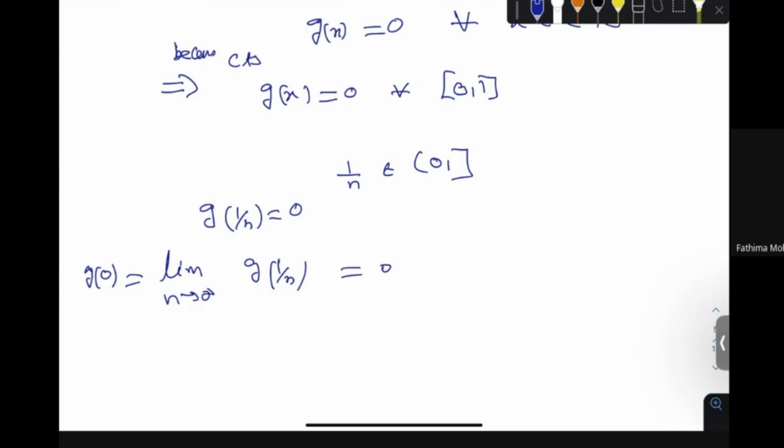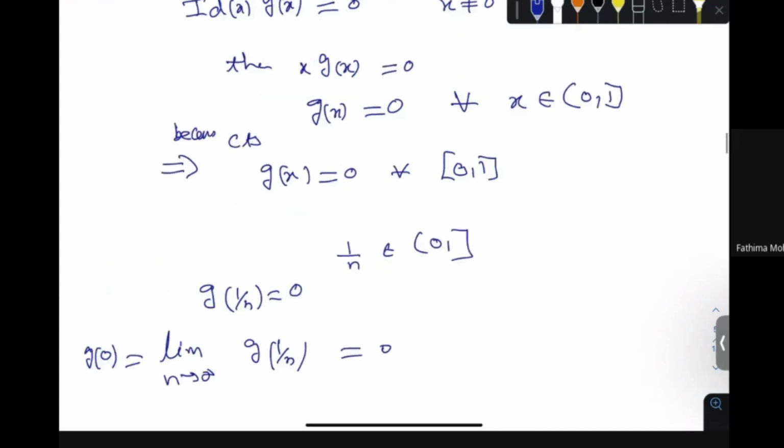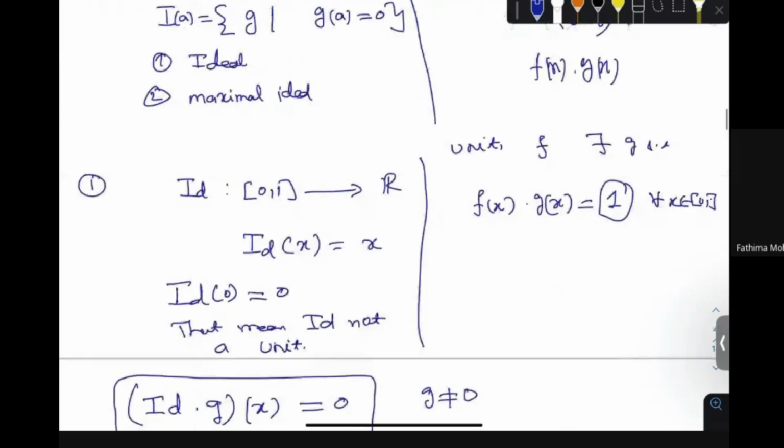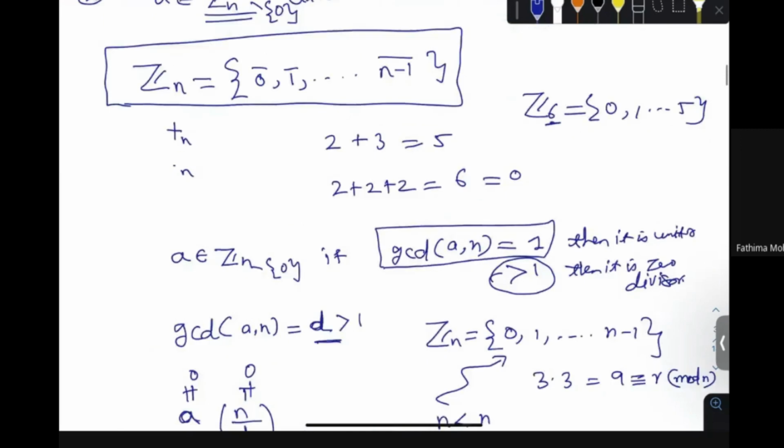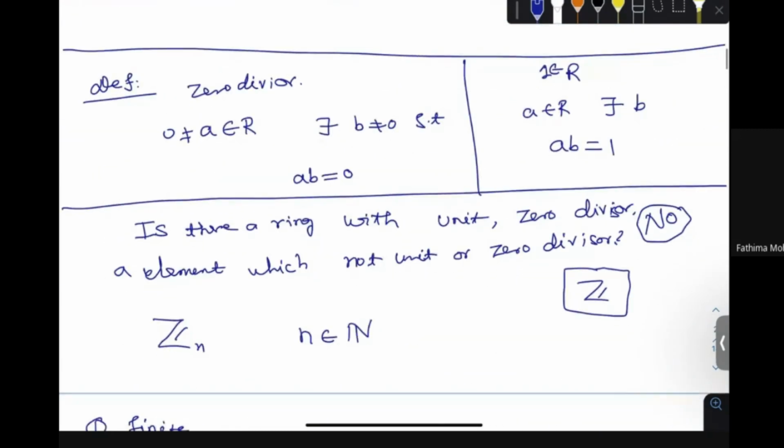So we have an example of a function which is not a unit and not a zero divisor. It's very hard to find such examples, and we have to check it. When I started this question, the aim was: is there a ring with a unit, and an element which is not a unit and not a zero divisor? Which I demonstrated. There is an element, just because of identity, a very nice element, which is not a unit, which is not a zero divisor, right?